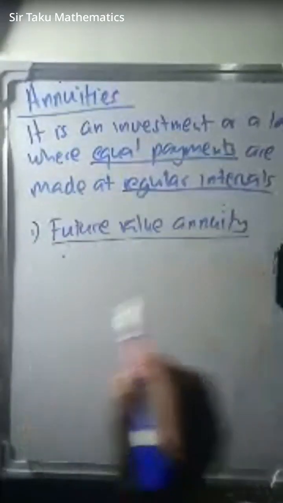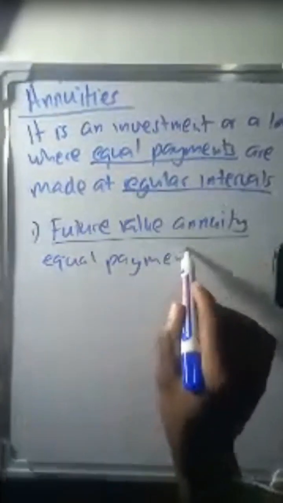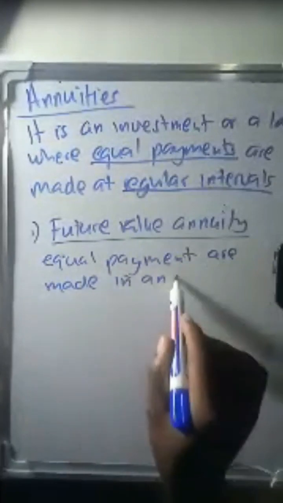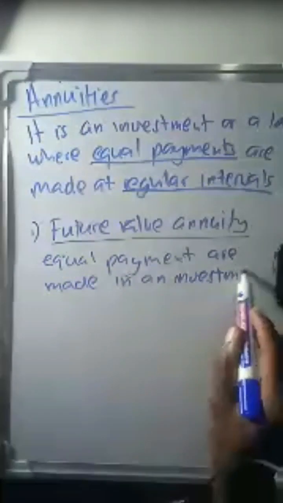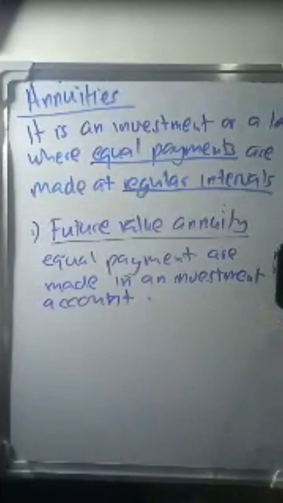So here, equal payments are made in an investment account such that the money you're going to use in the future. So you open an account now so that you'll be putting money in the account at regular intervals such that the money is going to accumulate and you're going to withdraw that money for use in the future.